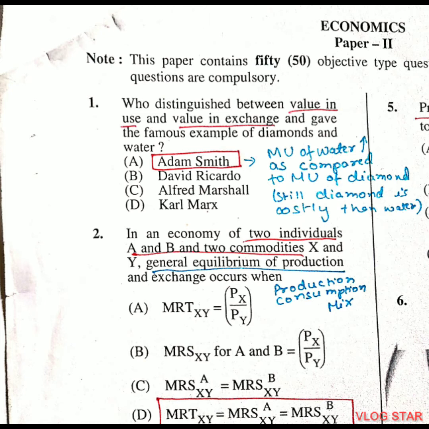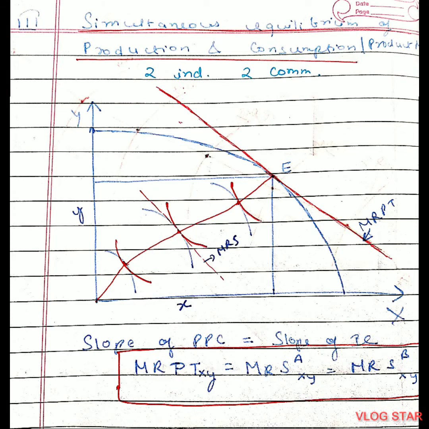Question number 2. In an economy of two individuals A and B and two commodities X and Y, general equilibrium of production and exchange occurs when? It is the third condition of general equilibrium. It is also called product mix, where we take both things, production and consumption. It is at the point where MRT of XY is equal to MRS of A XY is equal to MRS of B XY. The situation is called product mix, where we have two individuals and two commodities. Here the slope of PPC is equal to the slope of IC, as you can see in the same equation here.